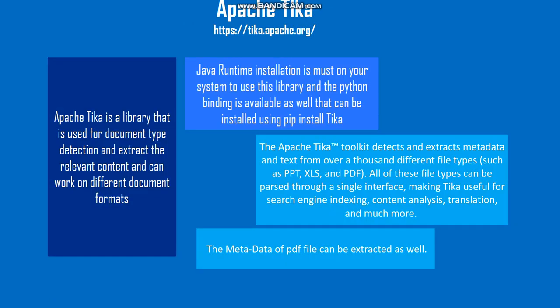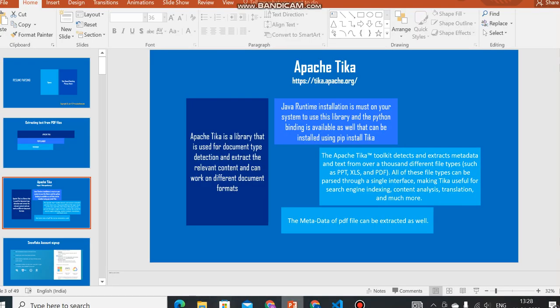So let me quickly show the detail that I have on Apache Tika, just an overview. It's a Java based open source project, and we need to have a Java runtime installed on our system to run it properly. There is a Python binding already available for this, and we would be using that in our discussion. So let me take you to the code editor.